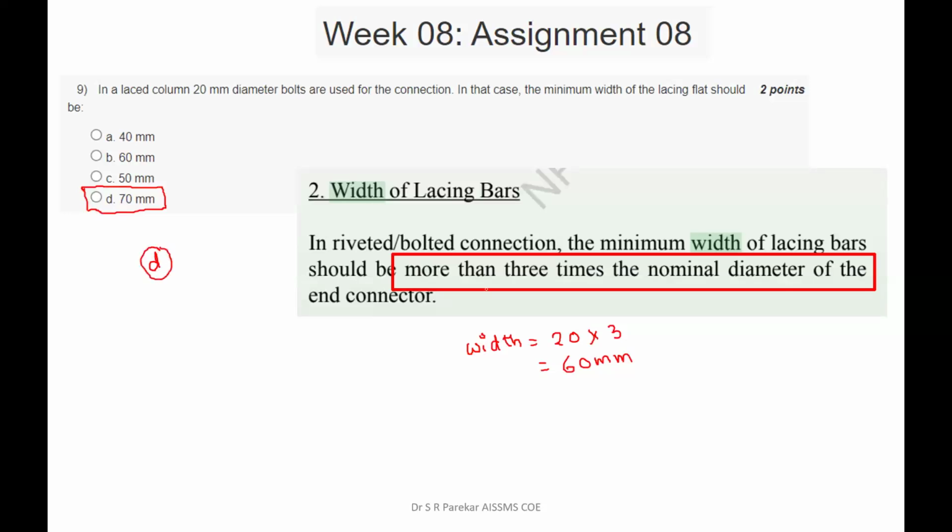More than 3 times, not equal to. They have mentioned more than, not equal to. So we cannot take 60 mm. We have to go with 70 mm.